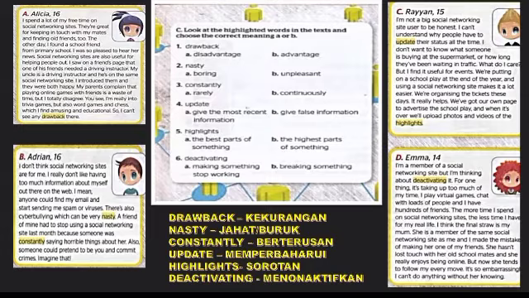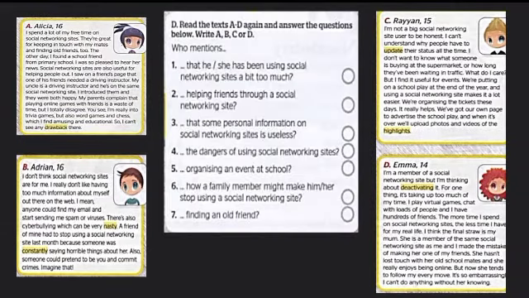Question D. Read the text A to D again and answer the questions below. Write A, B, C or D. A, B, C or D here refer to A, Alicia, B, Adrian, C, Ryan, and D, Emma. Alright, the question asks us, who mentions? Maksudnya ialah siapa yang mengatakan statement yang diberikan.